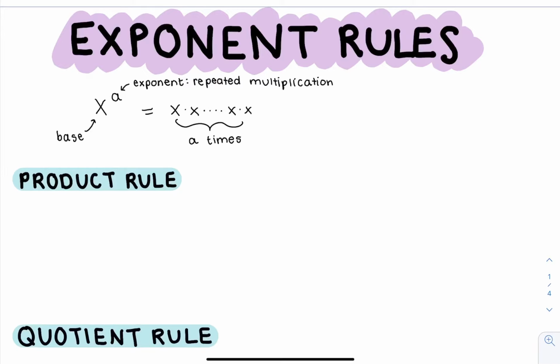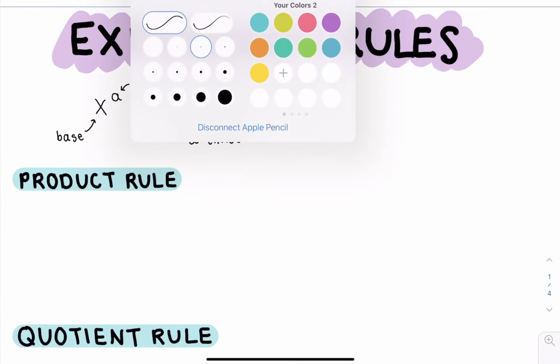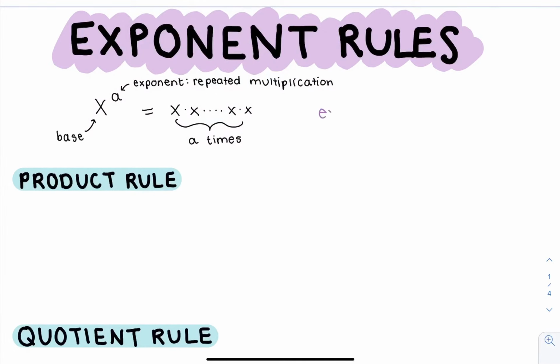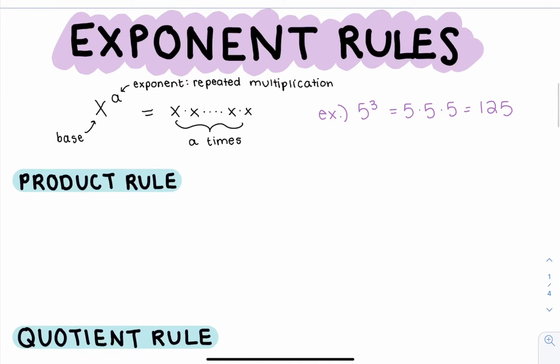So an example of that would be something like 5 cubed. That means I'm multiplying by 5 3 times. So 5 times 5 times 5, which will end up giving me 125. So we're going to use that basic fact to go through these different rules.